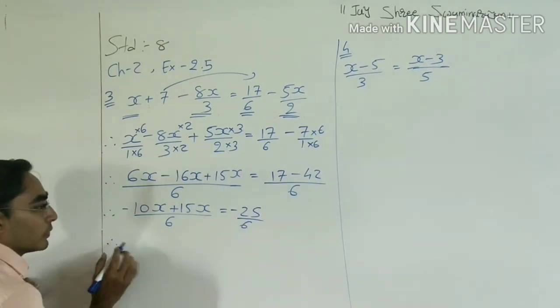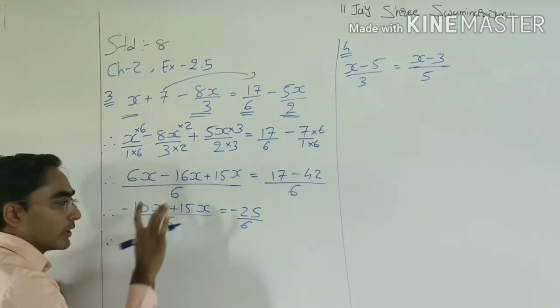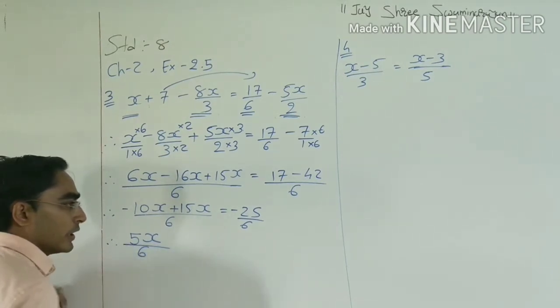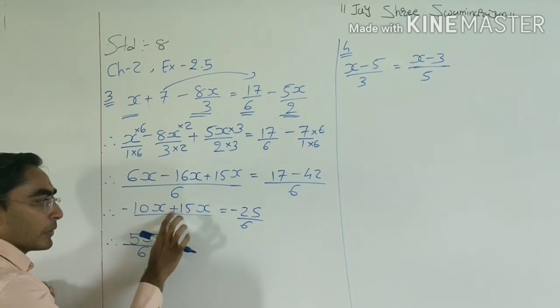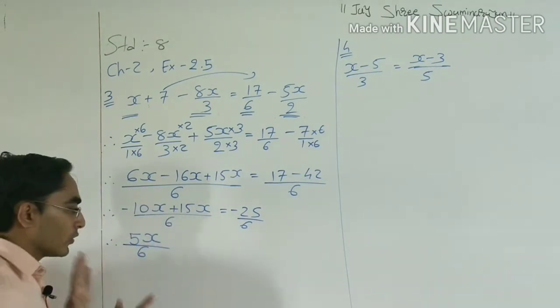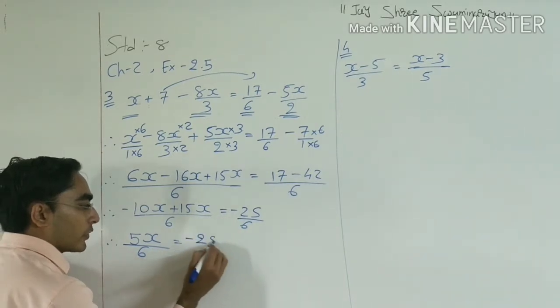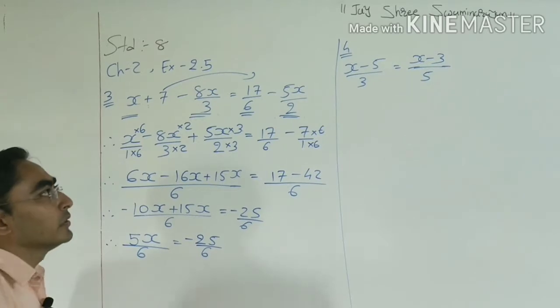Okay, now again plus and minus, 15 minus 10 is 5x, divided by 6. The bigger number 15 has a positive sign, so positive. So plus 5x by 6. Here we have minus 25 by 6. Okay.